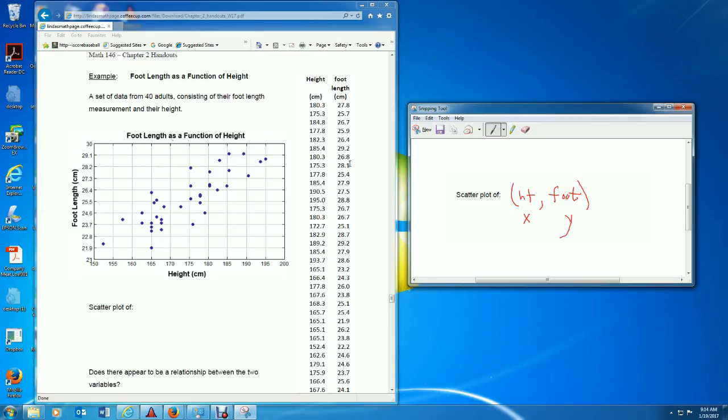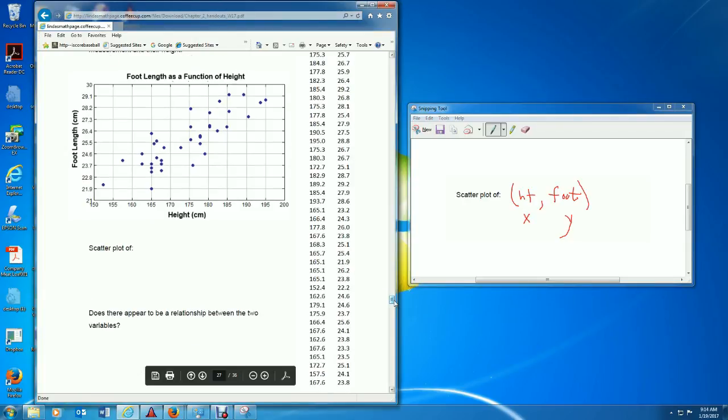Looking at the plot, the question down below is, does there appear to be a relationship between the two variables? Clearly, yes. The variables are kind of lined up in an approximate straight line, which makes sense that as a person gets taller, their foot length is going to be longer. So yes, there is a relationship between the two variables.